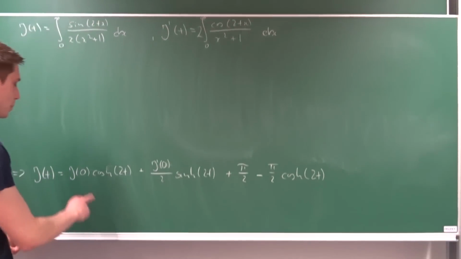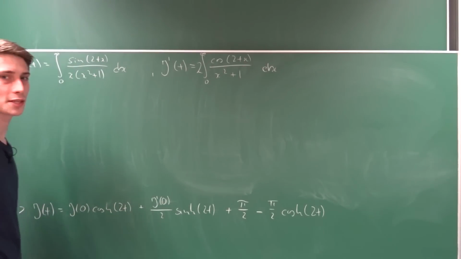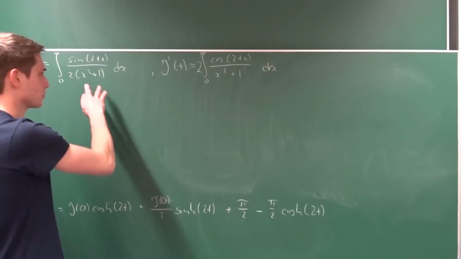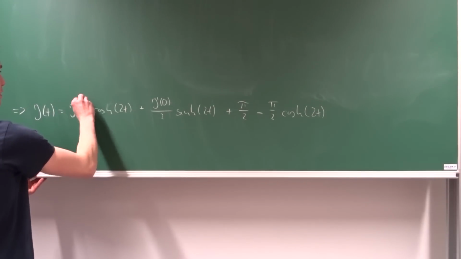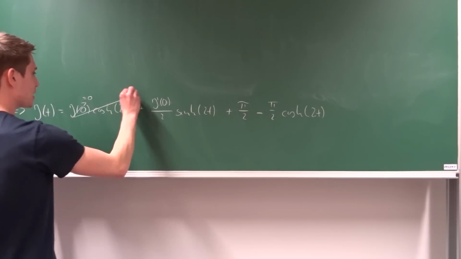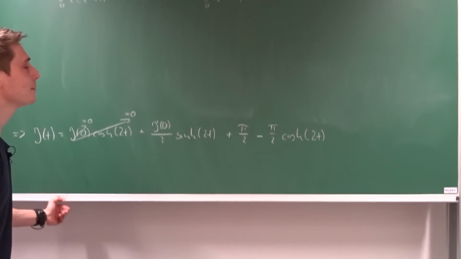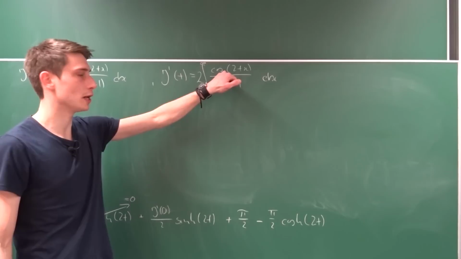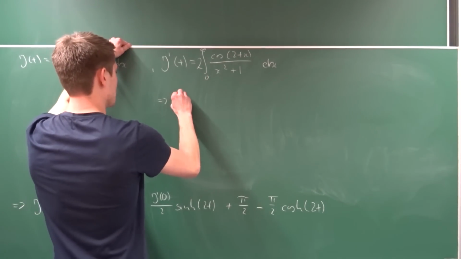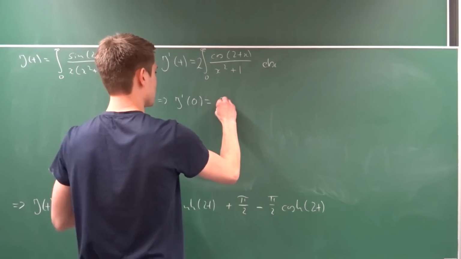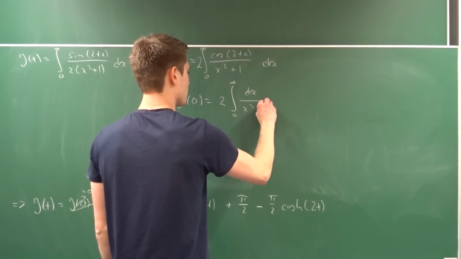Okay, so let's at first plug in 0 into this equation right here. Well, this is going to be the sine of 0, and this will just make everything vanish. We are getting a 0 integrand. So this right here is equal to 0, and especially that means this whole term is going to vanish. That's fine. Okay, if we plug 0 into here, well, our cosine will just be 1. So we can conclude that J prime in terms of 0 is nothing else than 2 times the integral from 0 to infinity of dx over x squared plus 1.